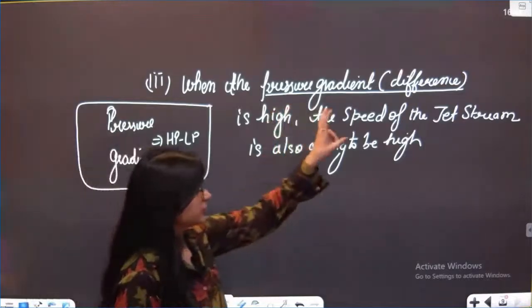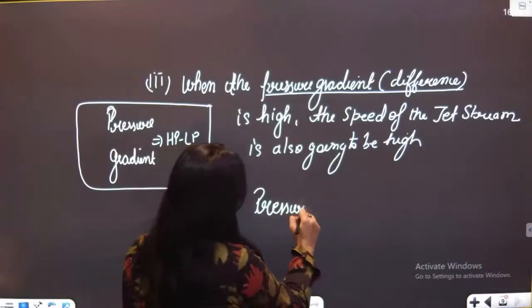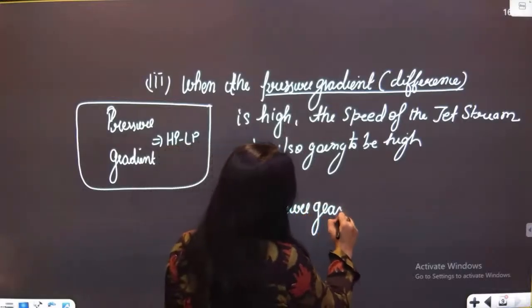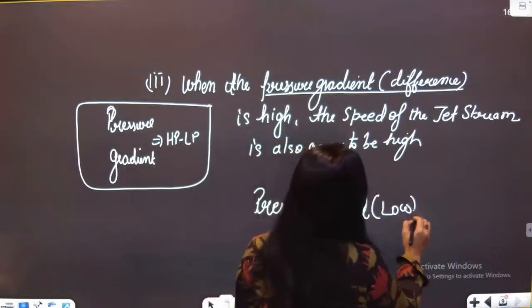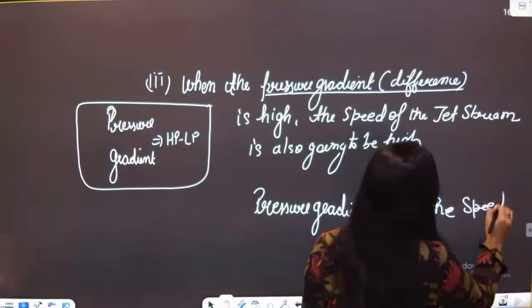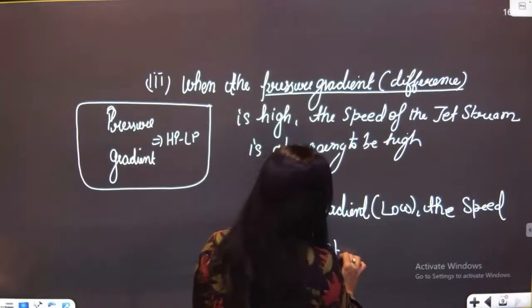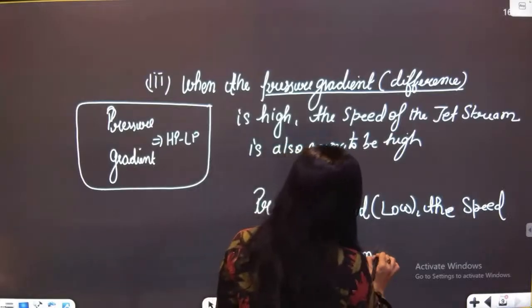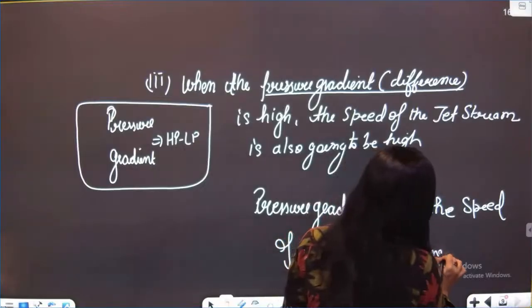And when the pressure gradient is going to be low, the speed of jet streams is also going to be low.